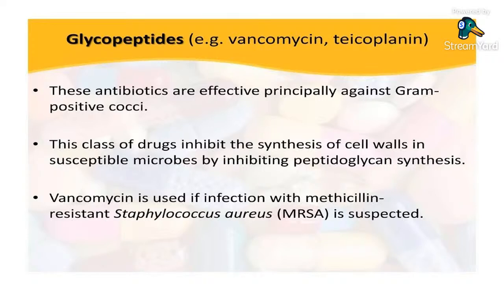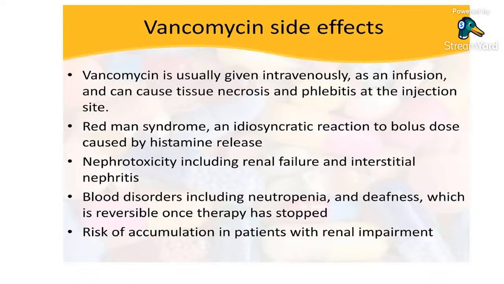MRSA. Vancomycin side effects. Vancomycin is usually given intravenously as an infusion and can cause tissue necrosis and phlebitis at injection sites. Red man syndrome and an anaphylactoid reaction can occur with rapid infusion of a large dose, caused by histamine release.